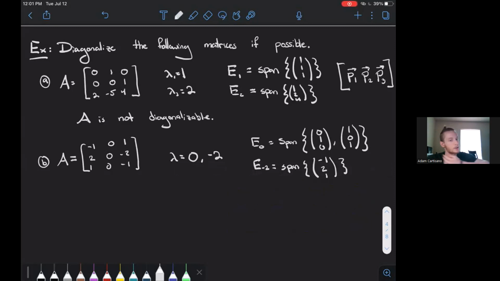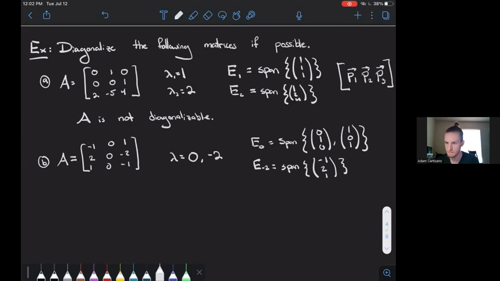It's 1, so there's only one free variable. So the null space is one dimensional, which means that as long as this is an eigenvector, it will be a basis for the eigenspace, right? Because it's one dimensional. Okay. Whew. Great. So now we have these three vectors.